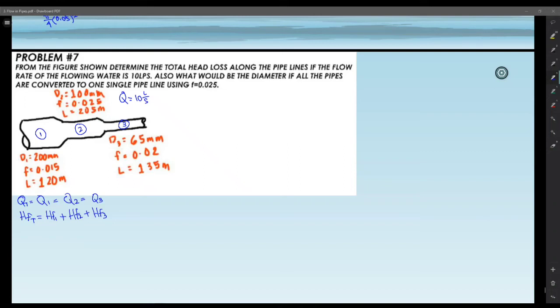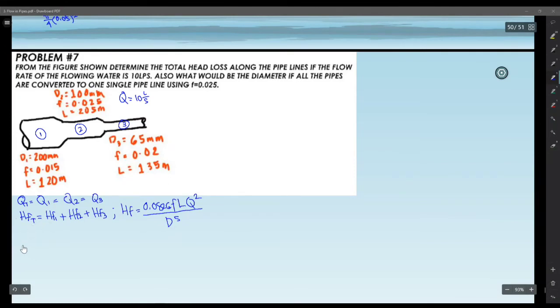Using the Darcy-Weisbach formula, where the flow rate is given, I'll go directly to it. The head loss formula, if you look at your notes, is equal to 0.0826 times the friction factor multiplied by the length of the pipe times Q squared all over D raised to 5. Okay? So let's use this equation.